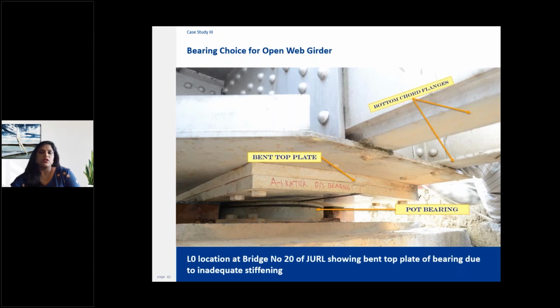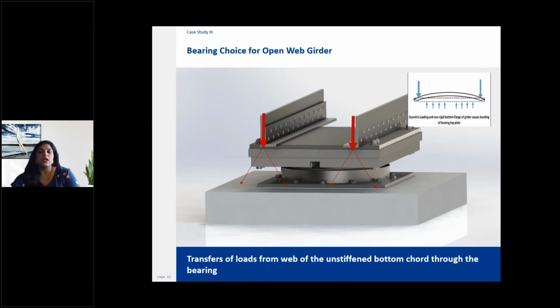So let us try to understand this problem a little more. In a standard open web girder, the bottom chord consists of two parallel webs, which are at a certain distance apart and are connected by a thin gusset plate. And in the absence of additional stiffening at the bearing location, the parallel webs tend to impart two line loads over the top plate of the bearing.